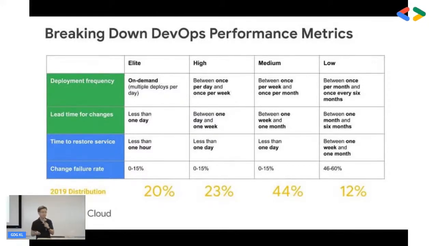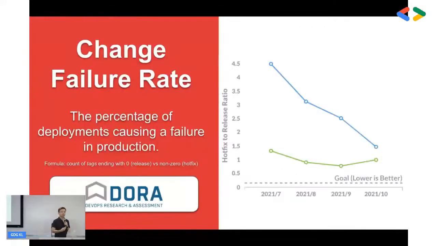So those are the numbers, which means that as a company, you can track all of these as well with the information you have in Git. So here's how we did it. First, let's talk about the change failure rate, the rate of failure for every successful production release. Here's how you do it.